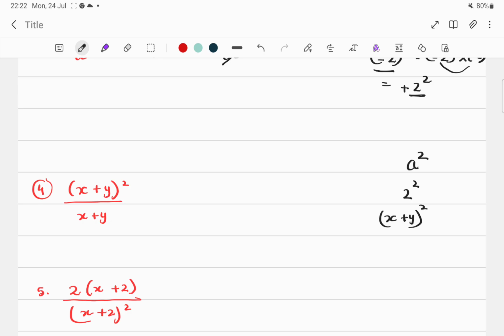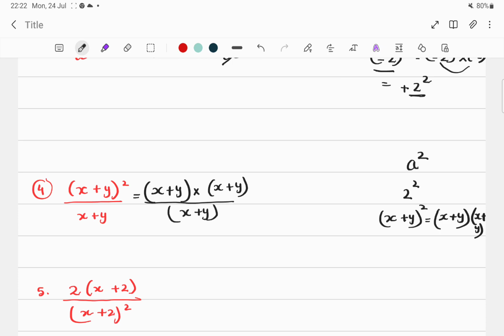The square process will behave the same way. It is x plus y times x plus y. So we can write it as x plus y times x plus y divided by x plus y. So this x plus y and this x plus y will be cancelled, and we will be left with x plus y. Now see, this full expression and this full expression are in multiplication, so we can cancel them out.